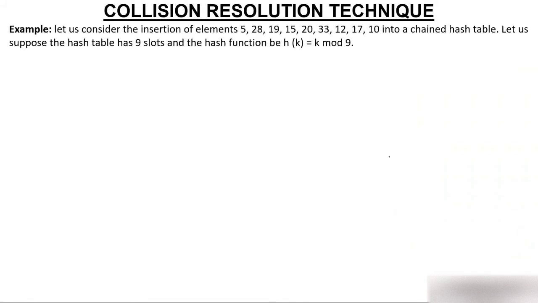Now let's solve the question. Let us consider the insertion of these elements. You have to insert these elements in a chained hash table, that is, a table having linked lists. Let us suppose the function we are using is k mod 9. The m value is 9. You have to use this function, and k is these values. Fine, let's start.